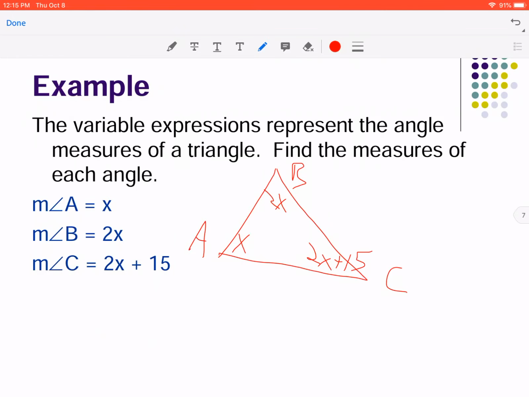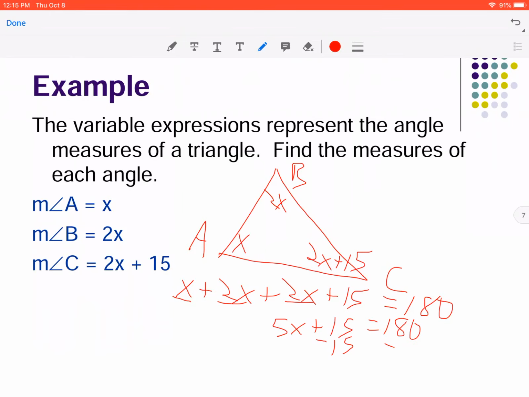What do we know about all the angles in a triangle? They have to add up to 180. So we want to solve for x and find the measure of each angle. So I'm going to do x plus 2x plus 2x plus 15 and set that equal to 180. Now clean it up. x, 2x, and 2x. Isn't that 5x plus 15 equals 180?